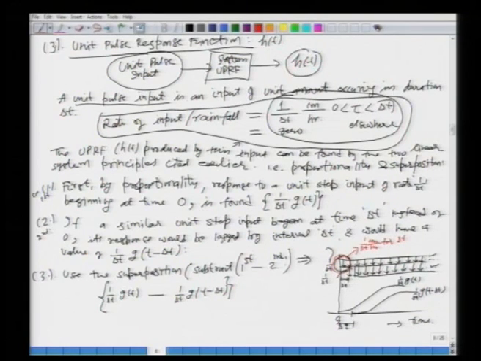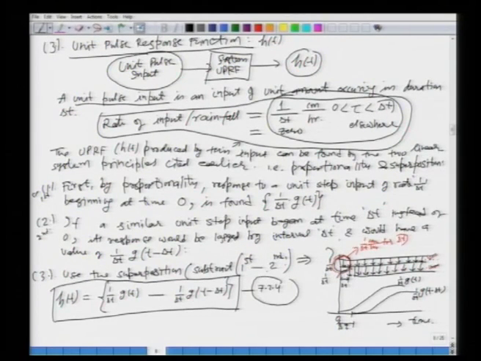The first one is the response due to this, and the second one will be the response due to this. So, you subtract this one from this. What will you get? You will get the response due to this one here, which is of intensity 1 by delta t and is occurring for duration delta t. So, this I can say is equal to h of t. This is your unit pulse response function, and I am going to say that this is 7.2.4.